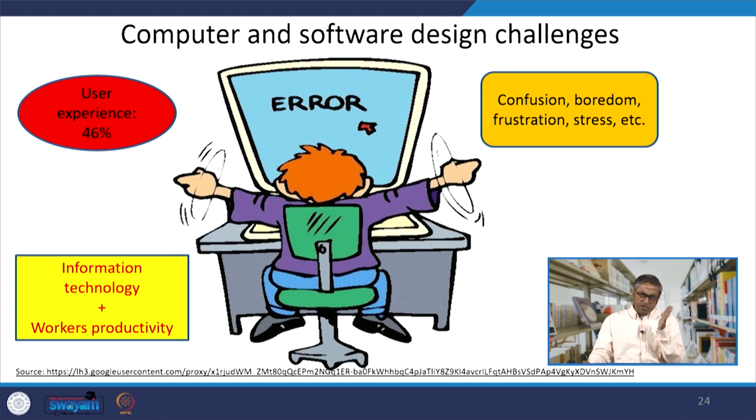If the user faces challenges in arranging the data set, then it brings confusion, boredom, frustration, and stress in them. They may not be able to understand what task they have to execute, and what task they do not have to execute.